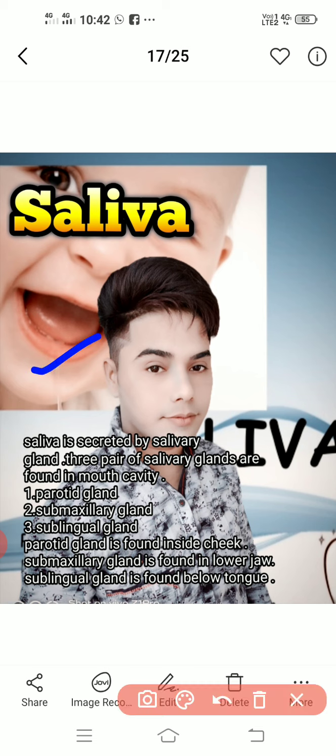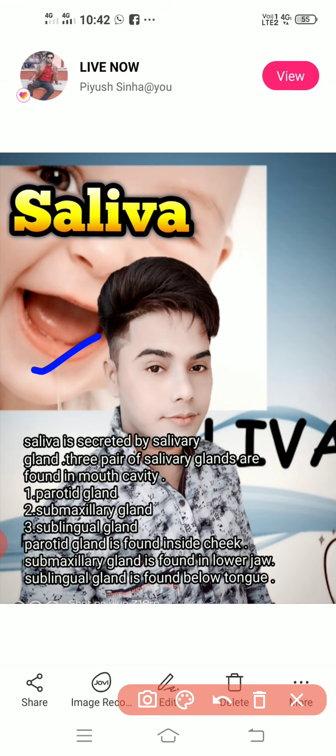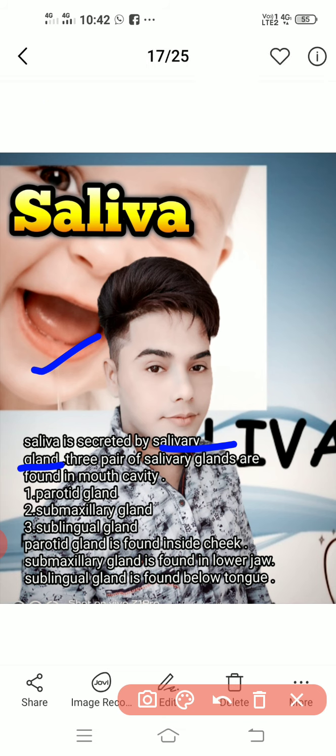Okay, saliva. Saliva, dear student, is secreted by the salivary glands. Salivary gland के द्वारा ये secrete होता है. And how many salivary glands are found? There are 3 pairs of salivary glands found in our mouth cavity.